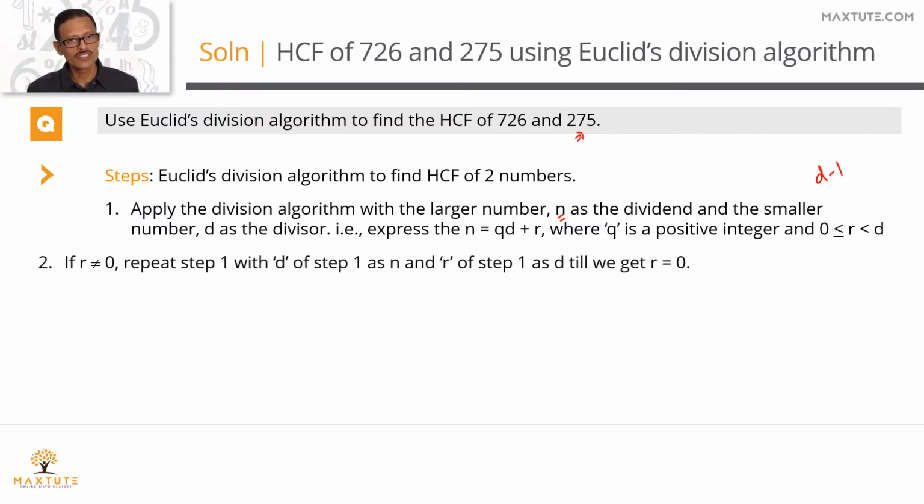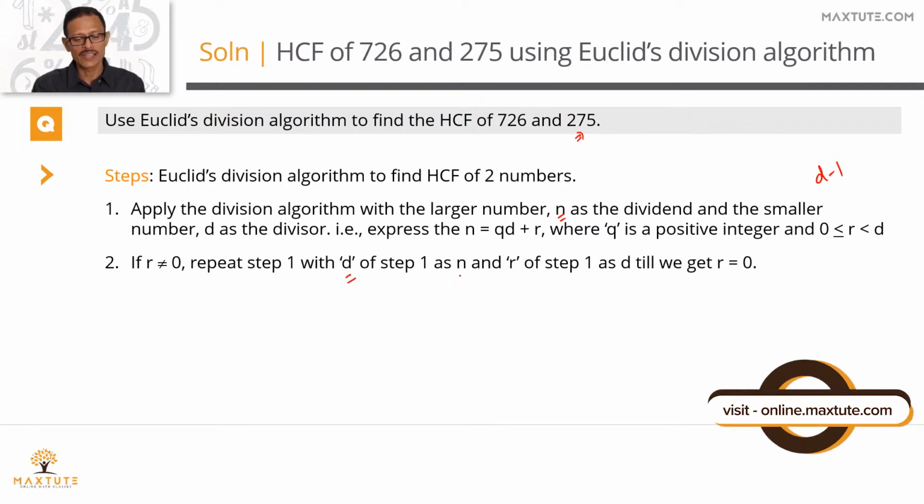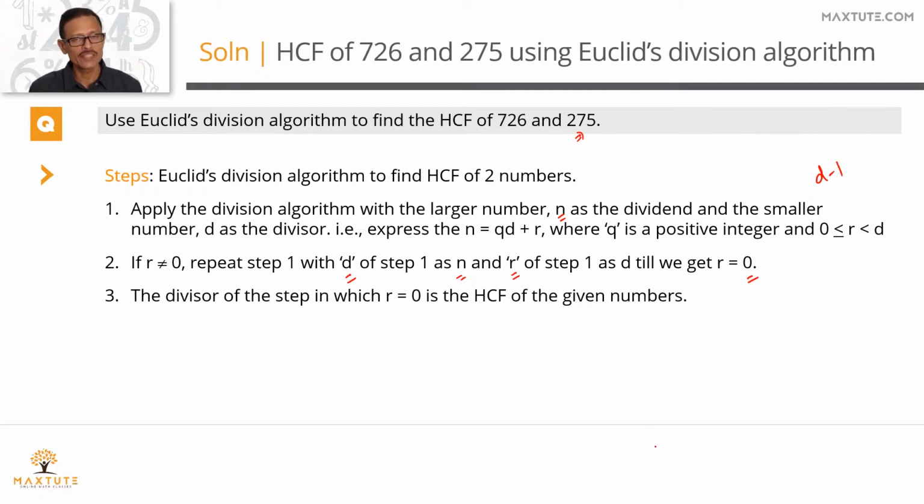If the remainder of this step is not equal to 0, we will repeat step 1, making two adjustments. We will make d of step 1 as n for step 2, and we'll make r of step 1 as d for step 2. Essentially, we are picking the divisor of step 1 and making it the dividend for step 2. We are taking the remainder of step 1 and making it the divisor for step 2. And we'll continue with this process. We'll keep repeating it till that step in which we get the remainder to be equal to 0. The step in which you get the remainder to be 0, the divisor of that step is the HCF.